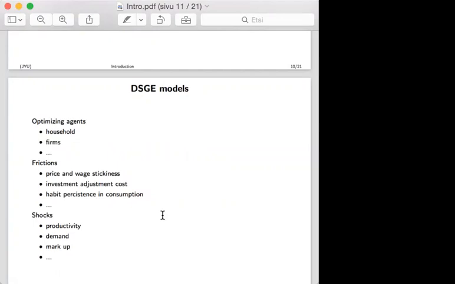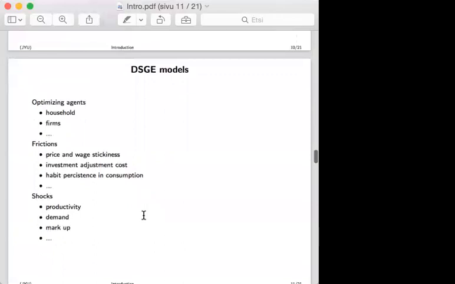There can be investment adjustment costs or habit persistence in consumption, so that past consumption matters for the utility the agent gets from today's consumption. And then there are different kinds of shocks that cause the dynamics. And then frictions and optimizing agents' rules determine how the economy responds to these shocks.